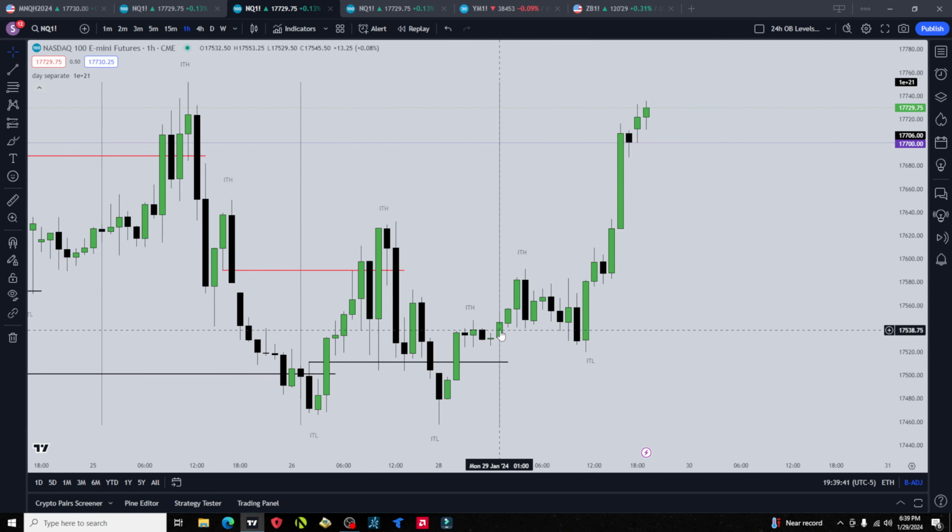So here's midnight. We trade up into this order block here, or this one, however you want to look at it. We trade up here and then trade down. Trade up again. We broke.